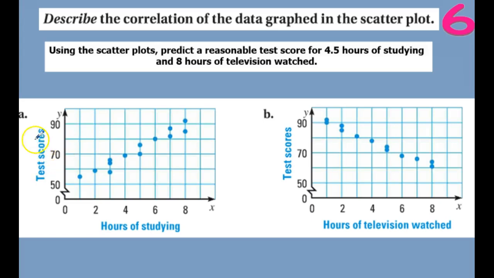Here we're actually looking at a couple graphs from some studies that were taken. It says, describe the correlation of the data graphed in the scatter plot. So it says, using the scatter plots, predict a reasonable test score for 4.5 hours of studying and 8 hours of television watched. First of all, we have test scores on our y-axis and hours studying on our x-axis.